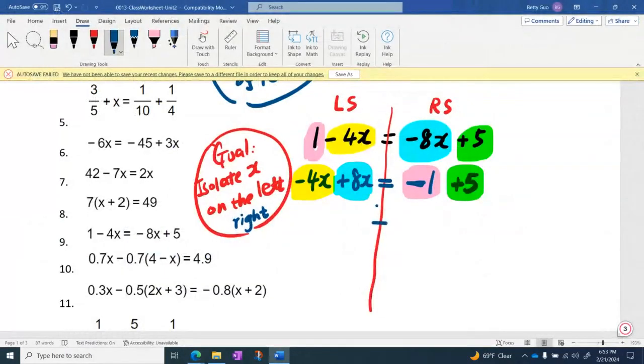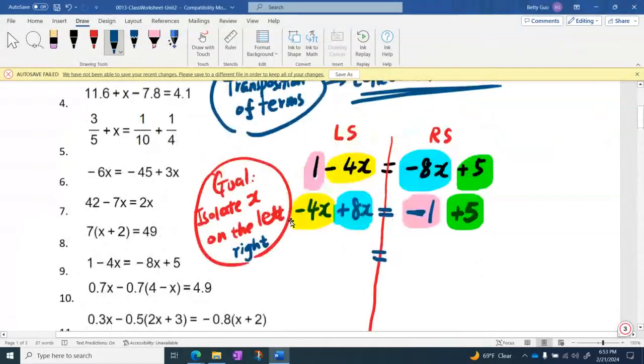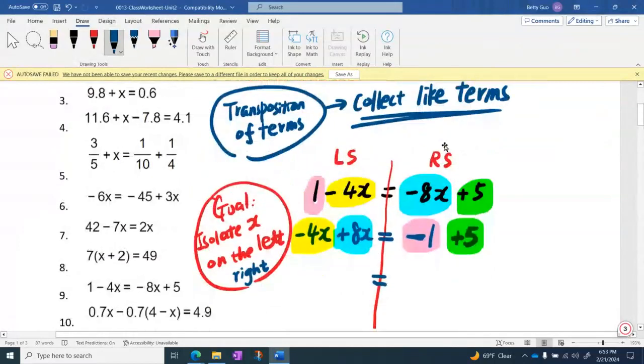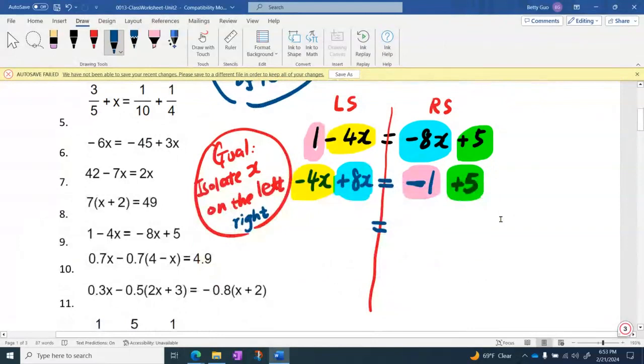So what do we do? Why do we do this? Because once we have the like terms collected on the same side of the equation, we are able to combine them. Okay, help me to combine the yellow and the blue. Negative 4x plus 8x.